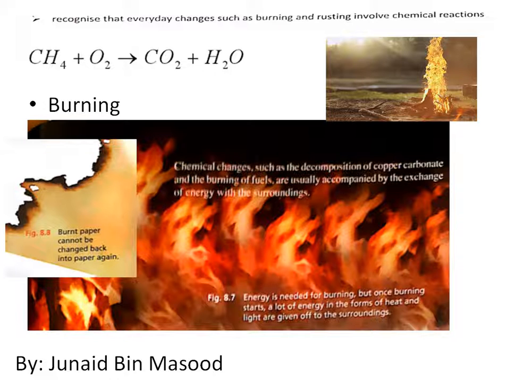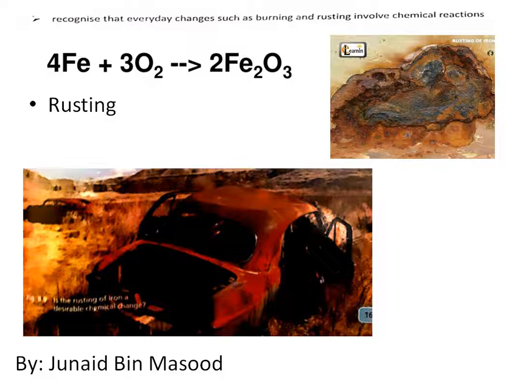Moving ahead, you can always pause the video to absorb this concept before I move to the next one. Now, the second concept is to recognize that everyday changes such as burning and rusting involve chemical changes. I'm moving towards rusting now. If you look at this figure, which is again a figure from your book, the one that I'm hovering the mouse on, this is a metal body of a car and it caused rust.